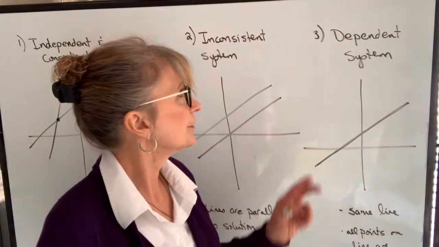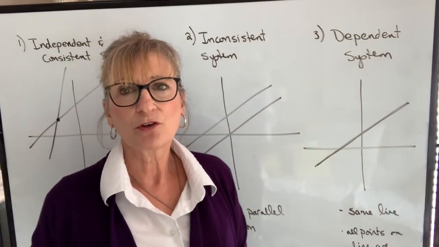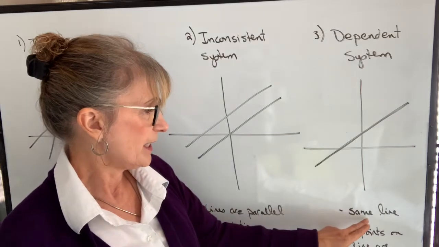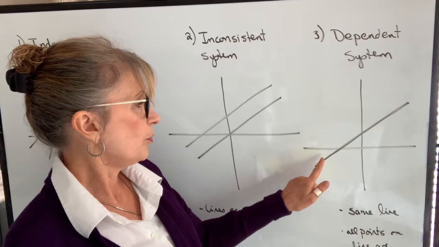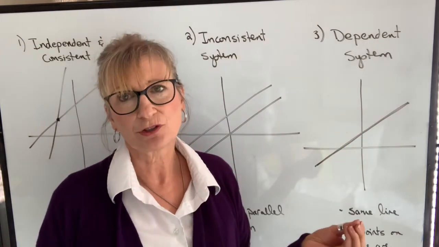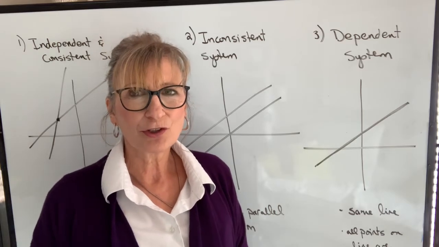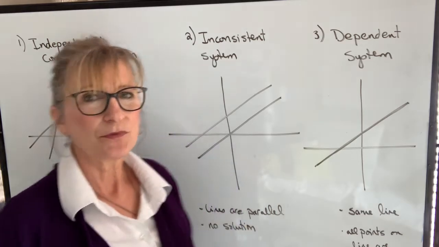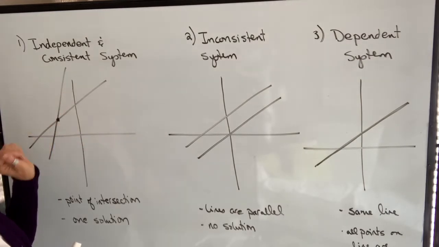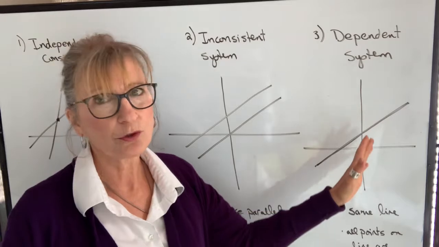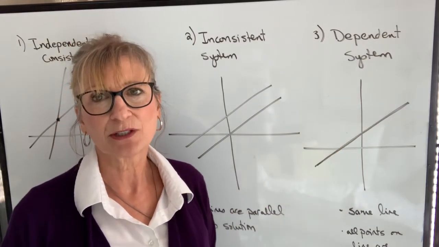The third alternative is that the system is a dependent system. And if we think of it graphically, what that means is that we have the same line. Both lines are the same. So all points on that line would be a solution of the system. In real life, when you're looking at these applications, you're usually going to be working with an independent and consistent system. But I want you to know that these exist and how to handle them and how to express your solution.